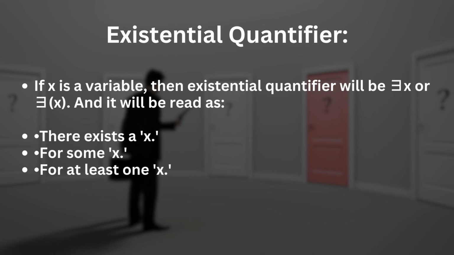existential quantifiers express the existence of at least one instance where a specific condition or property is true. If x is a variable, then the existential quantifier is represented as inverted E of x, and it can be read as there exists an x, for some x, or for at least one x. All three of these phrases convey the idea that the statement following the existential quantifier holds true for at least one instance of the variable x within the defined context.